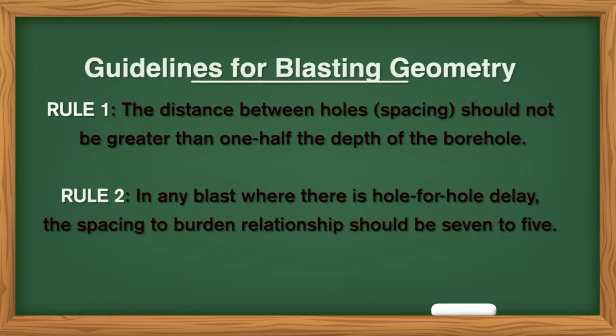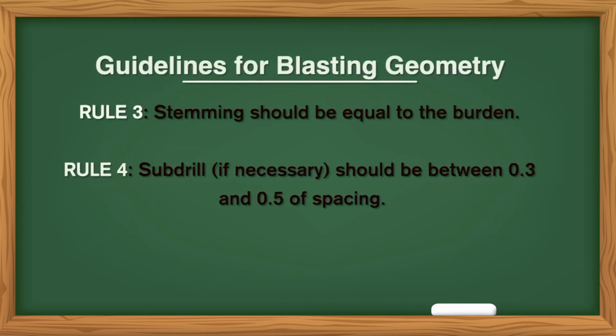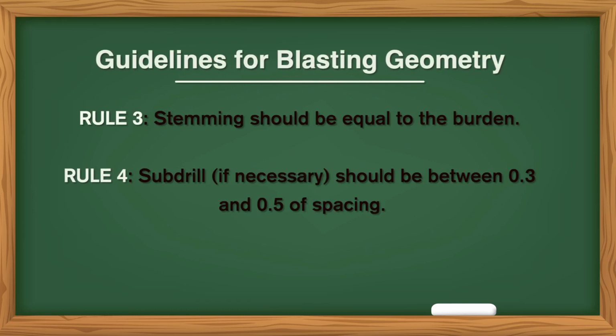Guidelines for blasting geometry. Rule 1, the distance between holes, meaning spacing, should not be greater than one half the depth of the borehole. Rule 2, in any place where there is hole-for-hole delay, the spacing to burden relationship should be 7 to 5. Rule 3, stemming should be equal to the burden. Rule 4, sub-drill, if necessary, should be between 0.3 and 0.5 of spacing.